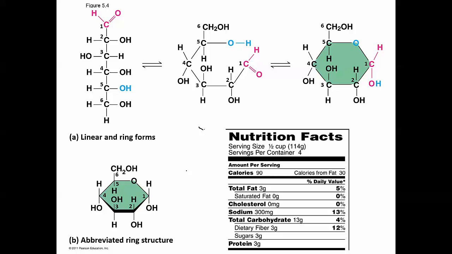Chemical formula is C6H12O6. There are 6 carbons, 12 hydrogens, and 6 oxygens. Notice there's a ratio here of 1 to 2 to 1, carbon to hydrogen to oxygen.